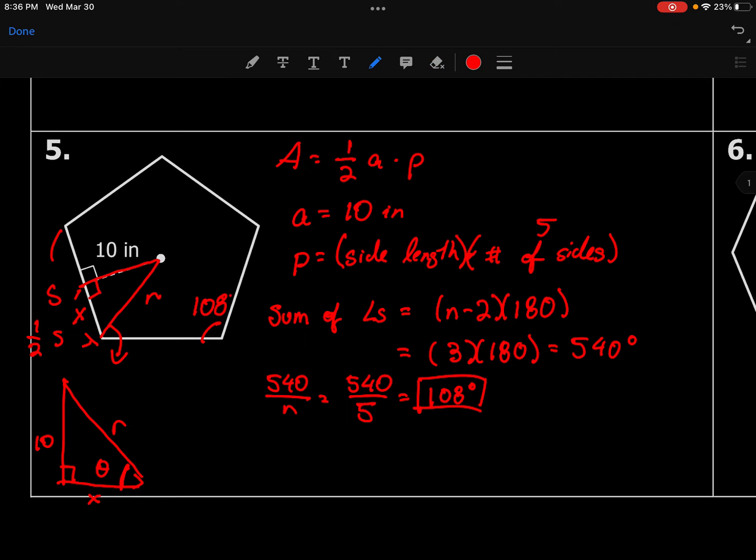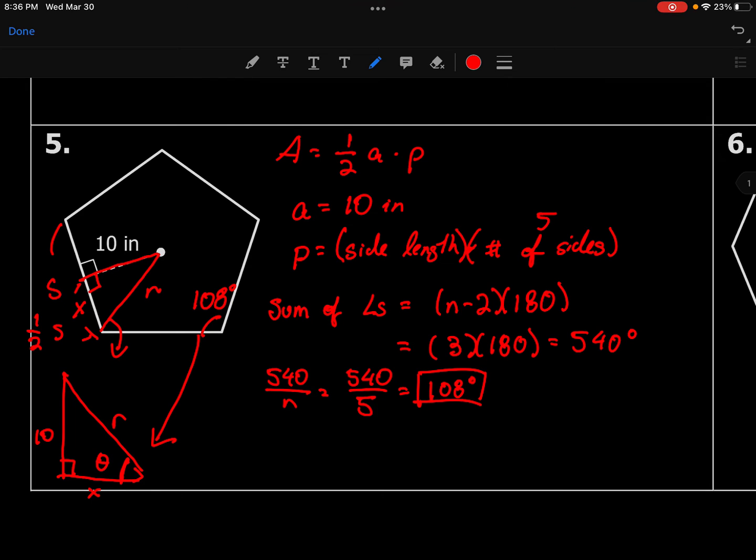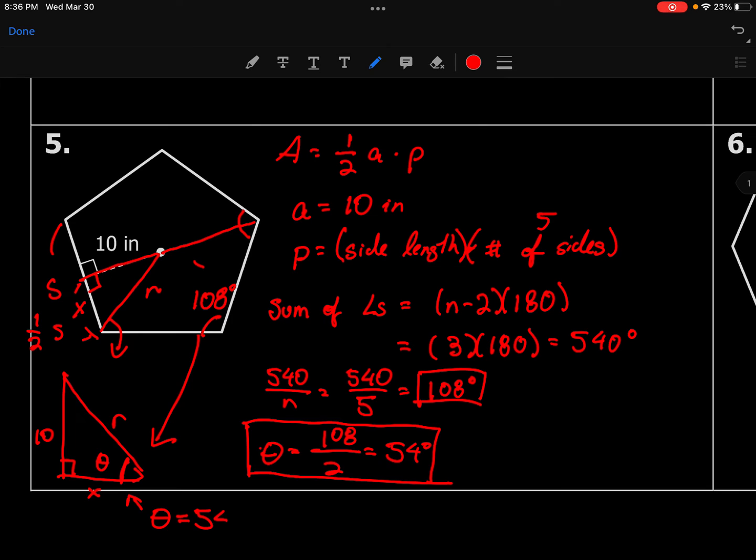Unfortunately, that's not what we're looking for yet. We're looking for theta. Fortunately, theta is just half of 108, because if you draw a radius to an angle, it just cuts this angle in half. So 108 divided by 2 is equal to 54 degrees. Finally, we found what we're looking for. So theta over here is equal to 54 degrees.